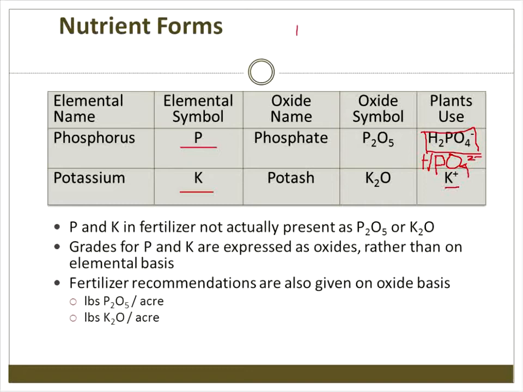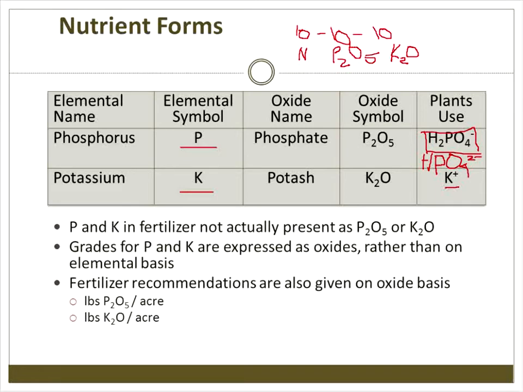So you buy something that is 10-10-10 fertilizer. What are you buying? You're buying something that's 10% nitrogen. It's 10% not P, but P2O5, and 10% K2O. All right. So there are cases where you need to convert elemental phosphorus to P2O5 in order to understand what's happening in a particular system.